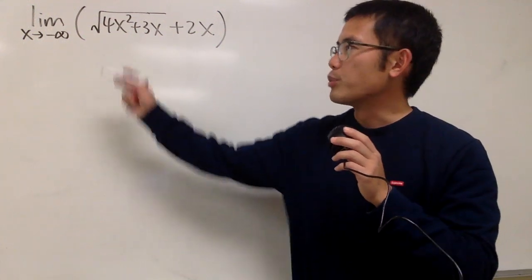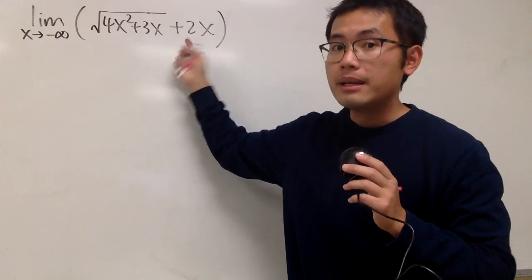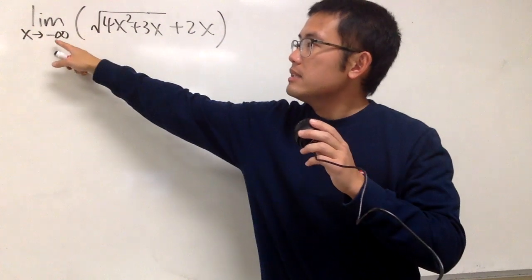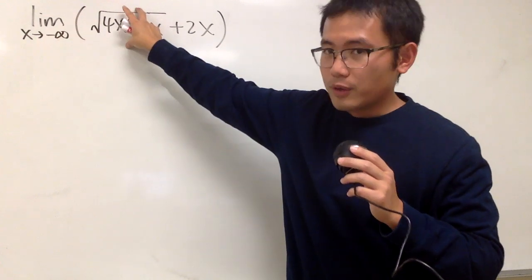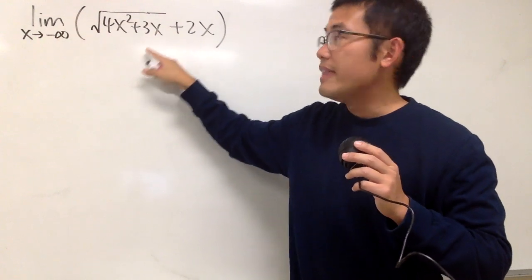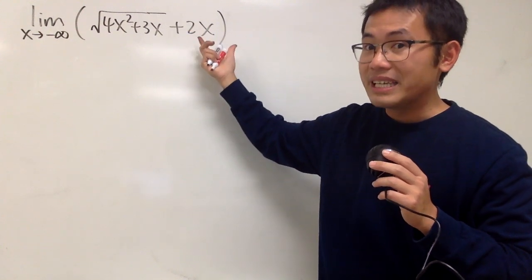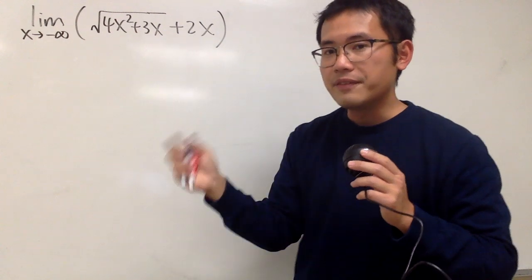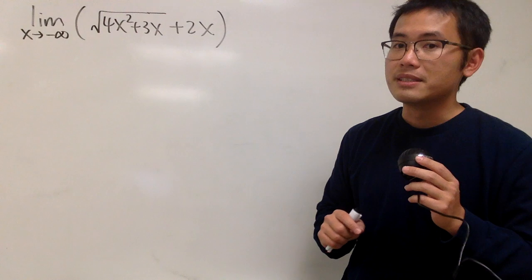So the limit as x approaching negative infinity of square root of 4x squared plus 3x and then plus 2x. Because x is approaching negative infinity, if you put negative infinity into the first part, you get infinity. And then if you put infinity here, it will be infinity, but it's negative, right? So this is an infinity minus infinity situation. Again, we have to do more work in order to take care of the business.